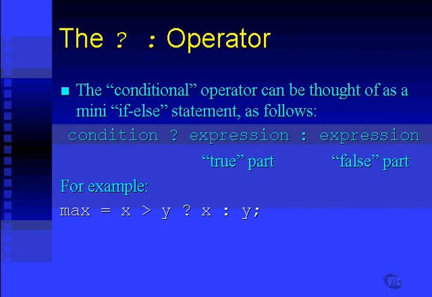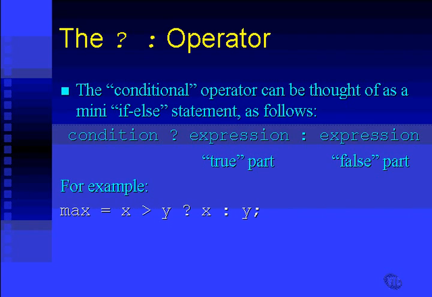Here you can just say max equals, and then you can put the condition: x is greater than y. That's the conditional part. That evaluates to true or false. Now, if x is greater than y, then obviously x is the maximum. So if that condition is true, then the value of max should be set to x. If that condition is false, then the value of max should be set to y. So that entire expression from the first x to the last y evaluates to either x or y, depending on whether x is greater than y or not.